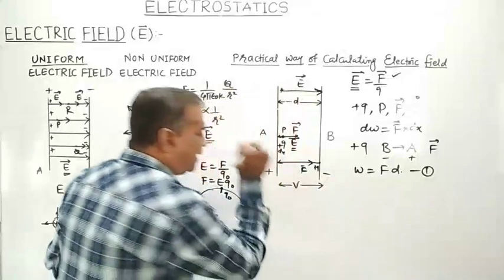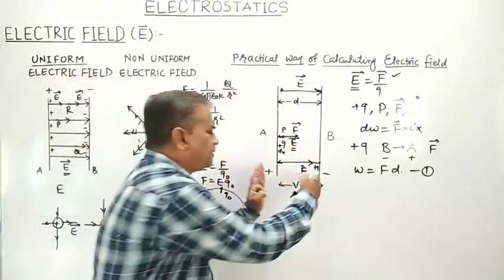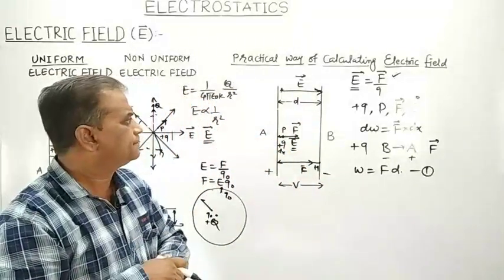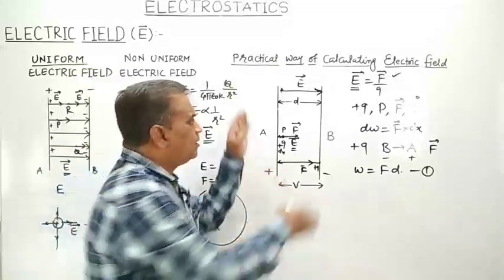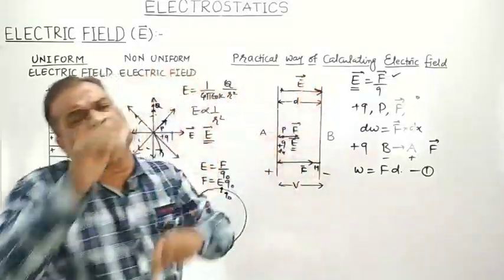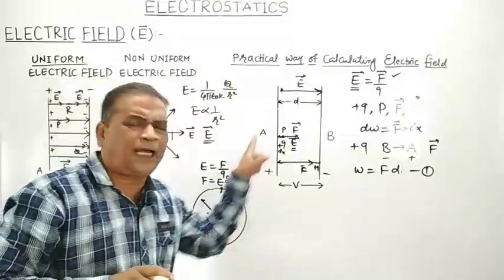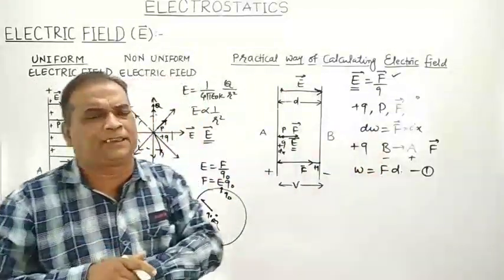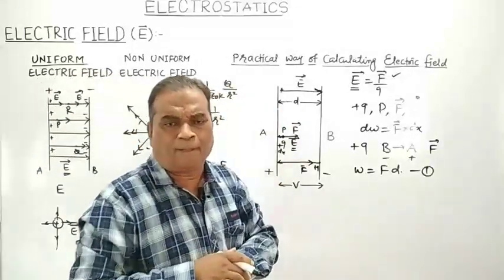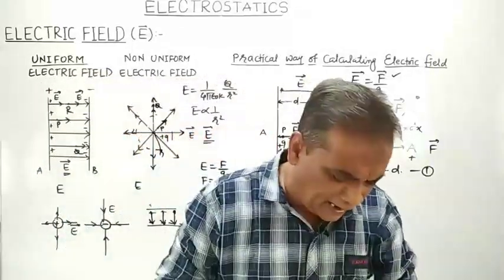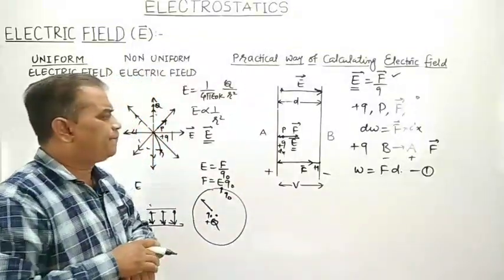Work done, if V is the potential difference between the two plates. V is the potential difference between the two parallel metallic plates which are being charged. A is positively charged, B is negatively charged, and they are separated by a distance d. They are what? Separated by a distance d.